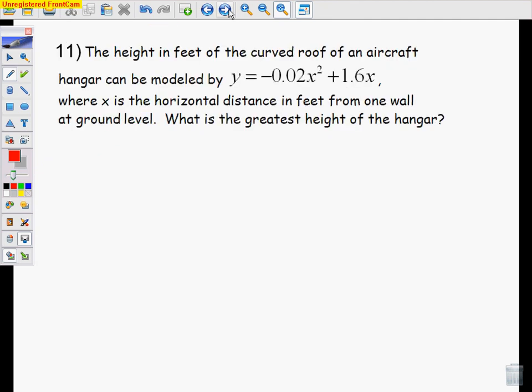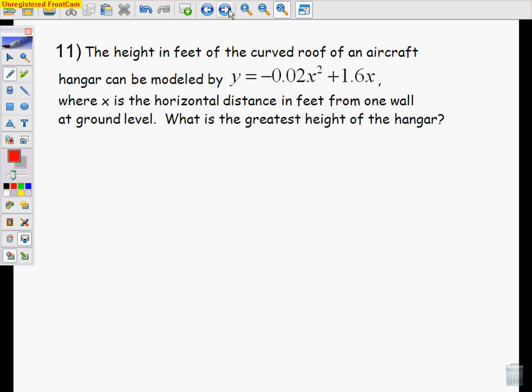Number 11. The height in feet of the curved roof of an aircraft hangar can be modeled by y equals negative 0.02x squared plus 1.6x, where x is the horizontal distance in feet from one wall at ground level. What is the greatest height of the hangar?